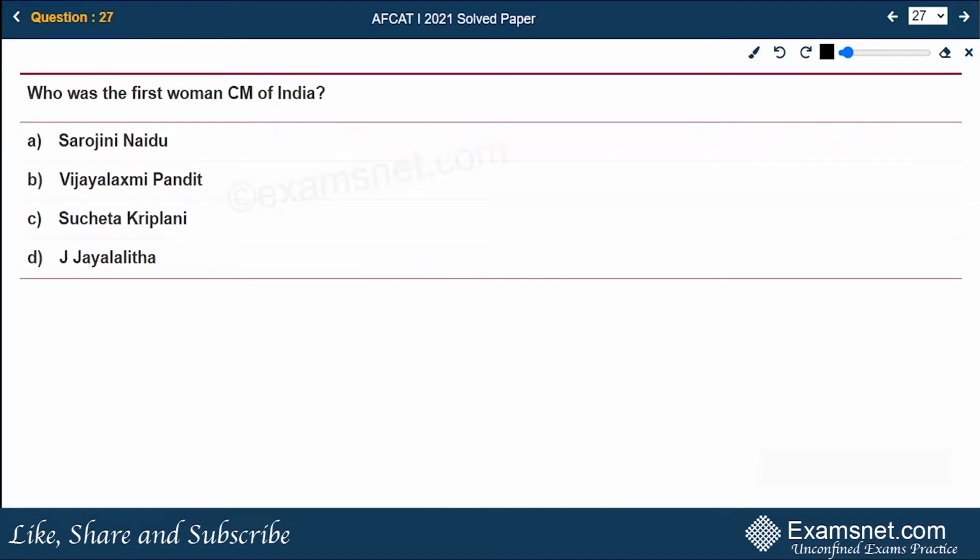Next, question number 27. Who was the first woman CM of India? Sarojini Naidu, Vijay Lakshmi Pandit, Sucheta Kriplani, or J. Jayalalitha? Sucheta Kriplani was the first woman CM of India. She was India's first woman chief minister. She served as head of Uttar Pradesh government from 1963 to 1967. Also, she was the fourth CM of Uttar Pradesh.